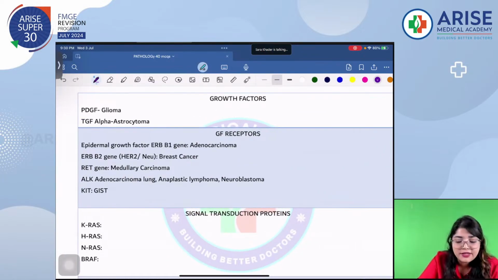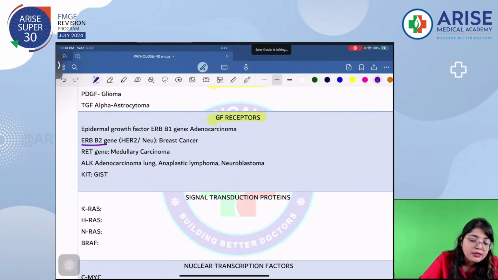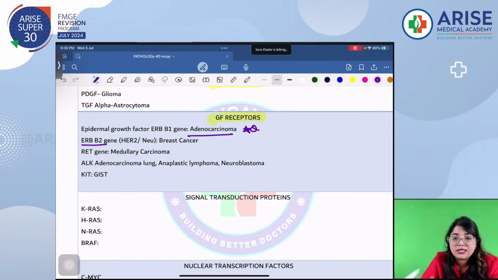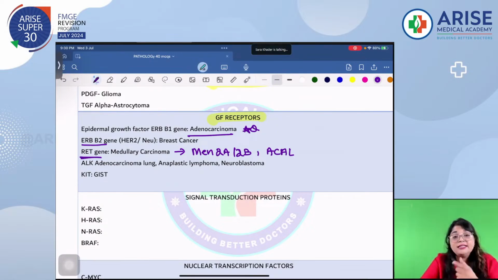What about your oncogenes? We have 5 types of oncogenes. You have growth factors, then you have growth factor receptors. Very, very important, and this is HER2/neu. Adenocarcinoma has been asked even in this INI-SS exam. Adenocarcinoma of lung was asked. Okay, RET gene, medullary carcinoma associated with MEN2A, 2B. Okay, again, this was an INI-SS question. Medullary carcinoma was an INI-SS question. Very important.